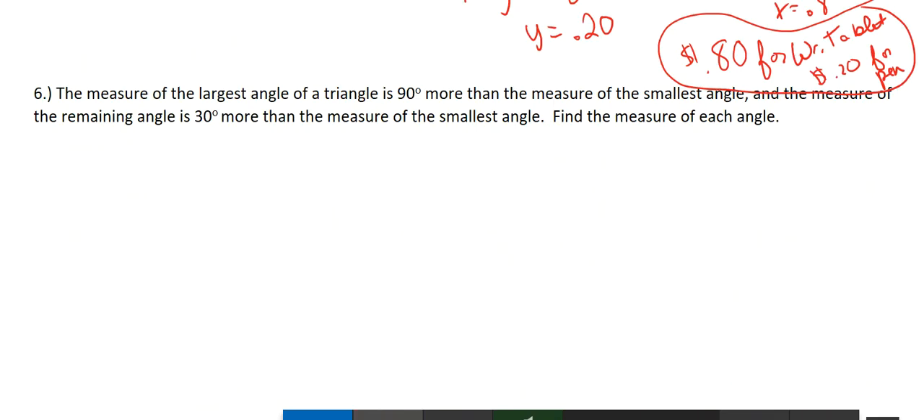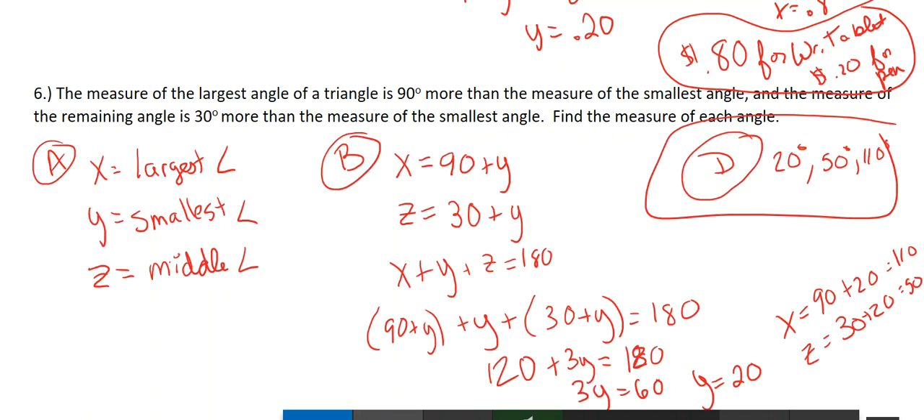For the last example that we have, it talks about measures of a triangle. What I'd like you to do again, I'd like you to pause the video, write out your variables, set up the equations, and then see what you come up with. This one's a little bit different than the other ones that we had. We actually set up 3 different variables because there are 3 different angles. So we have the largest, the smallest, the middle. You could obviously have put those in different orders.